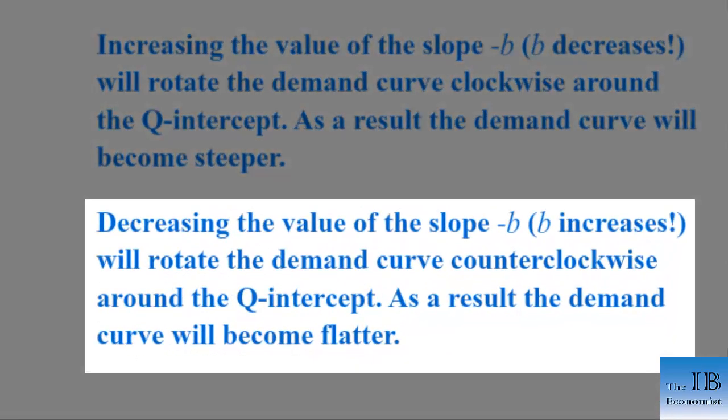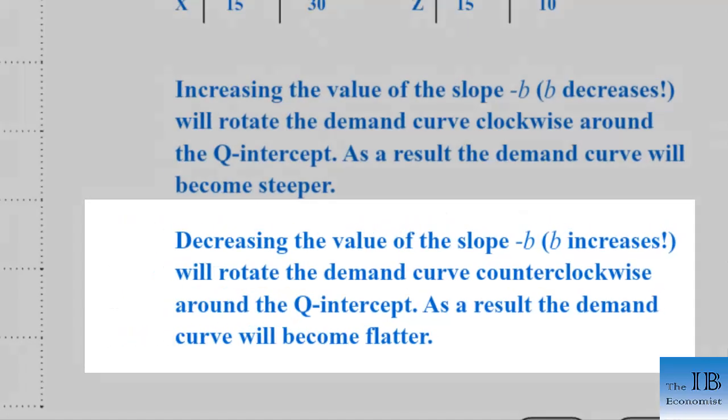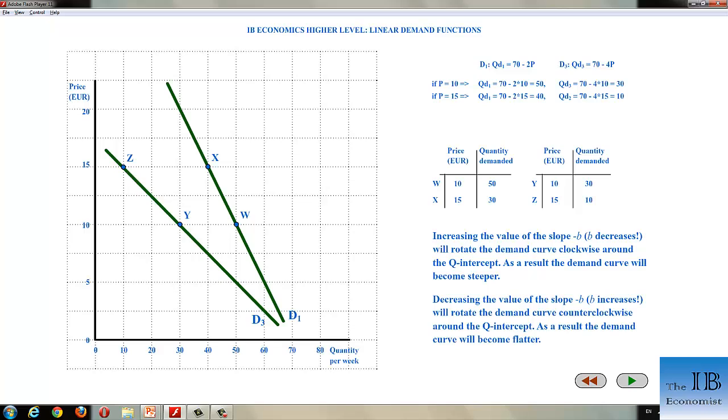Decreasing the value of the slope -b, which in this case increases the value of b, will rotate the demand curve counterclockwise around the q-intercept. As a result, the demand curve will become flatter. And again, we can see this as the transition from D1 to D3. The slope of D1 is -2, the slope of D3 is negative 4. So the slope of D3 is actually smaller than the slope of D1. And as a result, the demand curve becomes flatter.